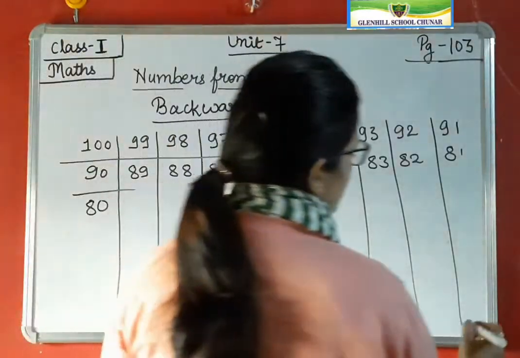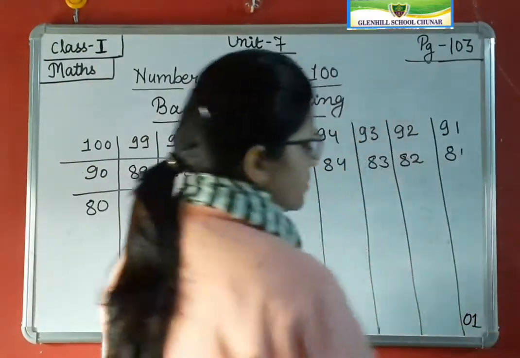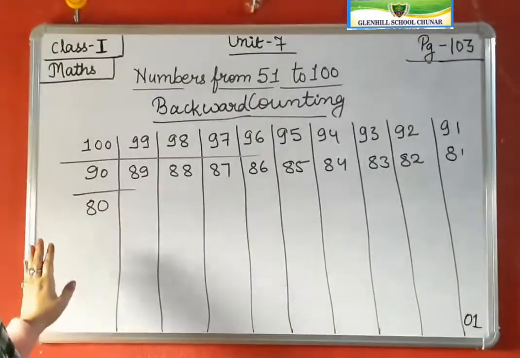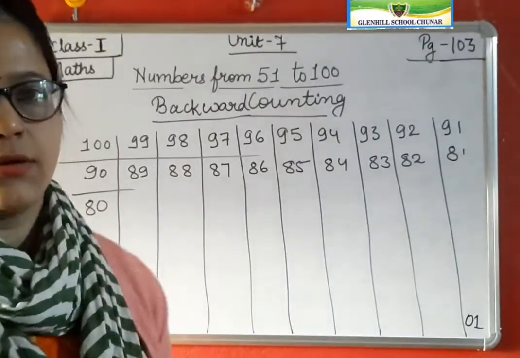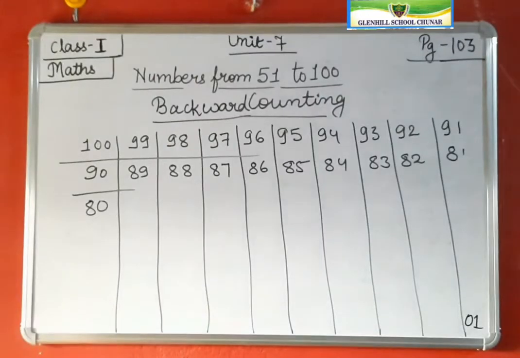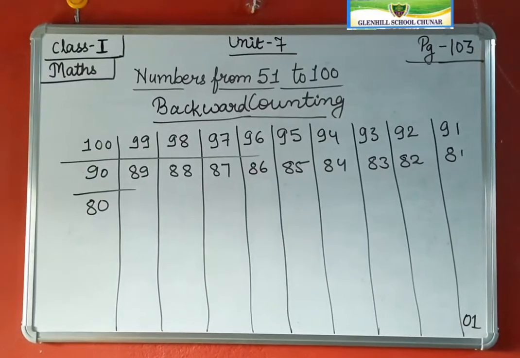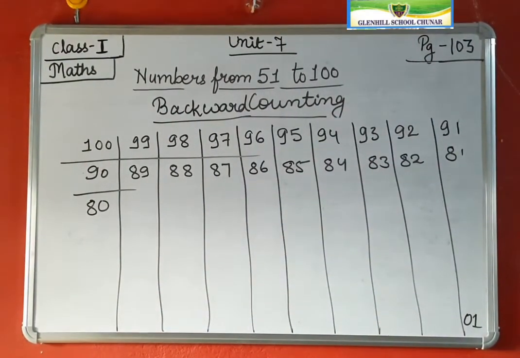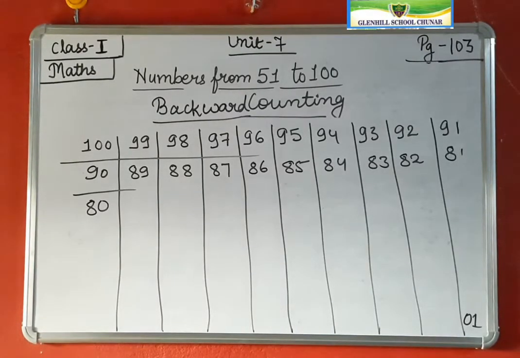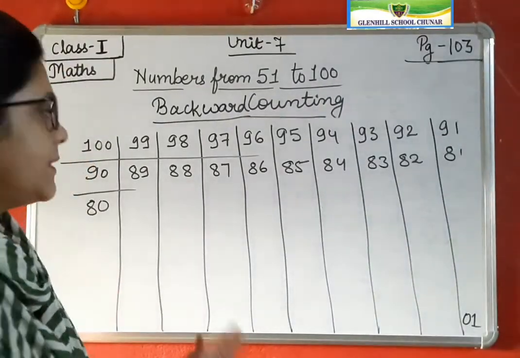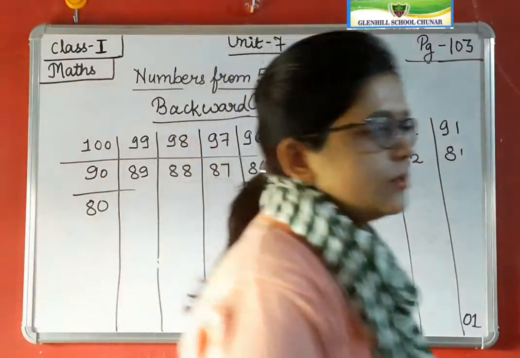And up to where do you have to do this? Up to 1 you have to complete it. And you have to complete this question in your book. Okay, and do it, students. And here some missing numerals are given, and I hope you all will complete this one and forward counting both. So do it.